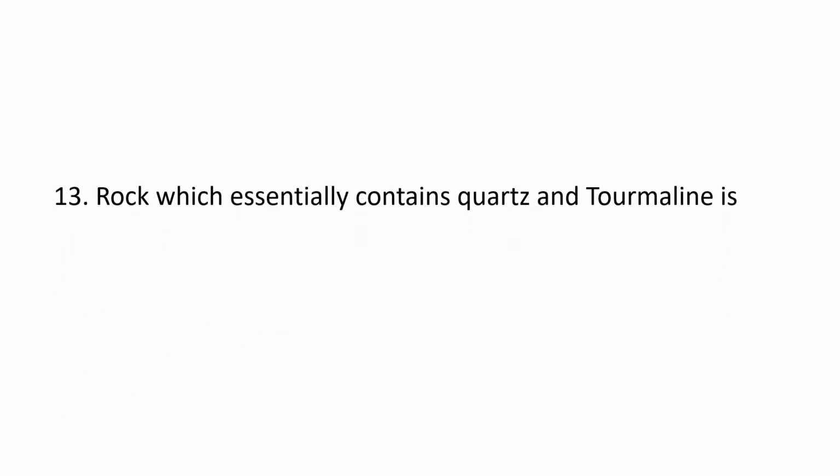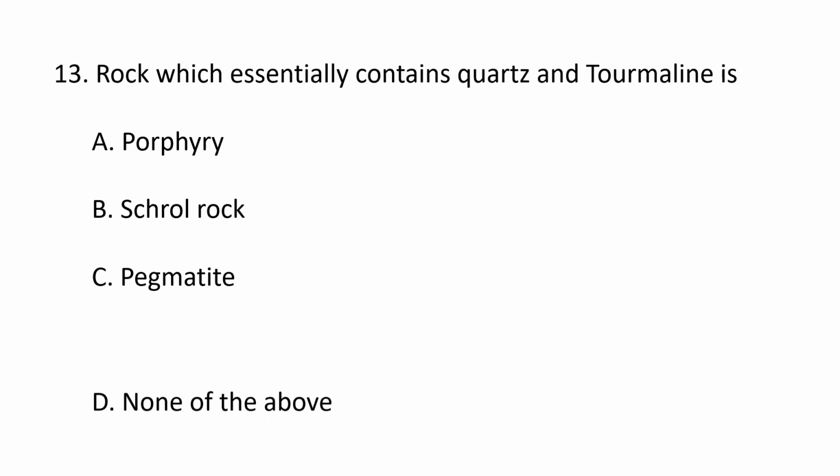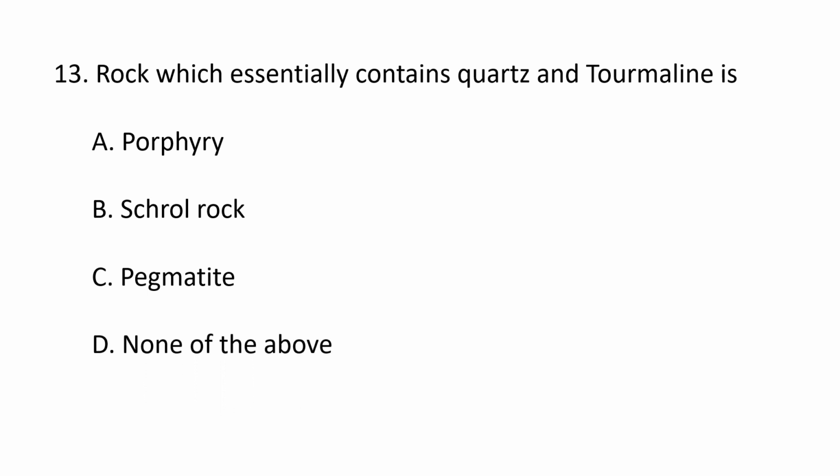Rock which essentially contains quartz and tourmaline is A. Porphyry, B. Schorl rock, C. Pegmatite, and D. None of the above. This is a question asked in a number of exams, like rock which essentially contains quartz and tourmaline. So this is known as a schorl rock.